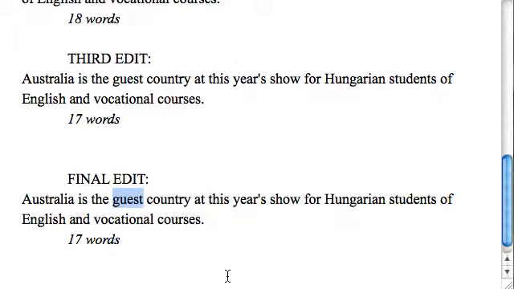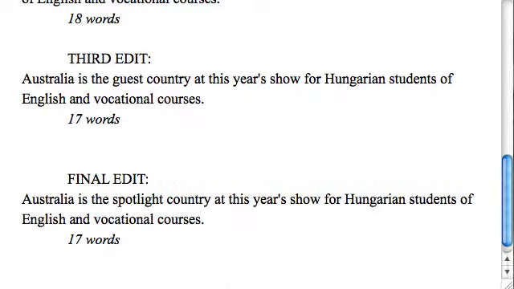Australia is the guest country. I would change it in this instance to spotlight country. Remember, our readers, our prospects, are Australian businesses who supply educational services to foreign students. And I think they might like to think of themselves as being spotlit rather than being merely guests. A guest is a guest. Someone in the spotlight is a star.